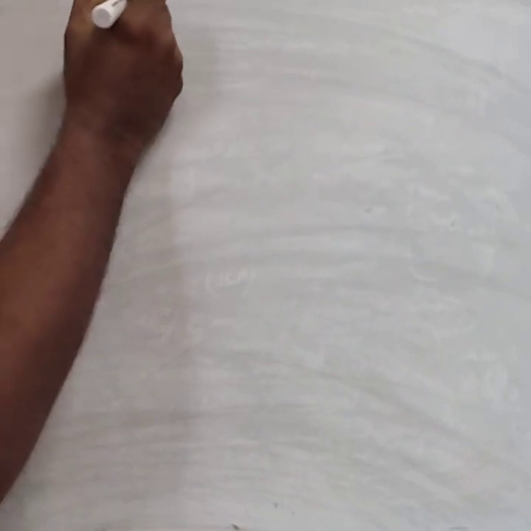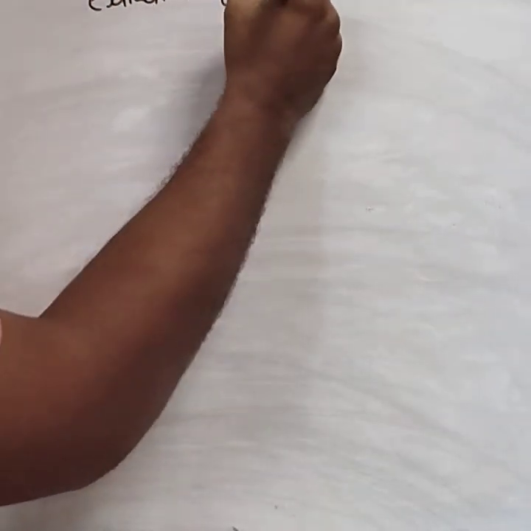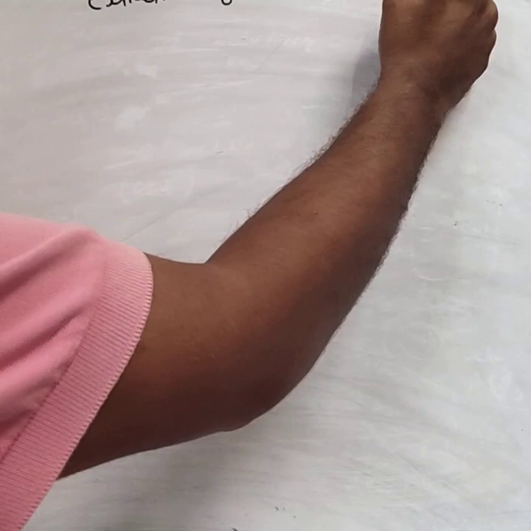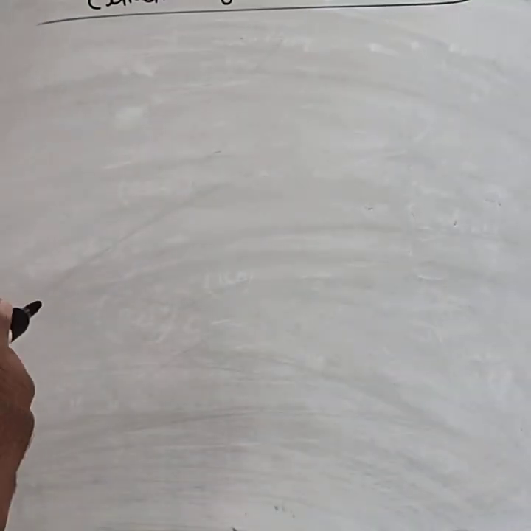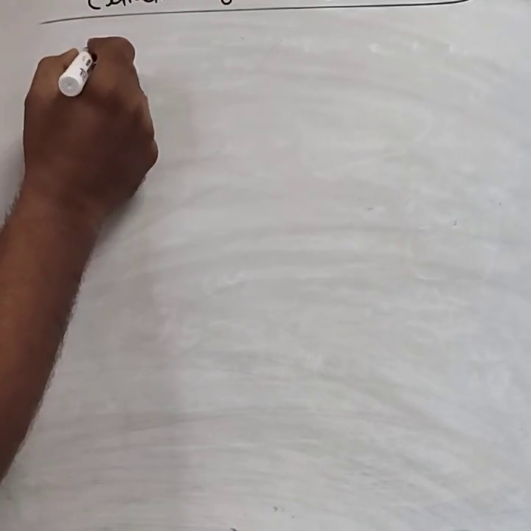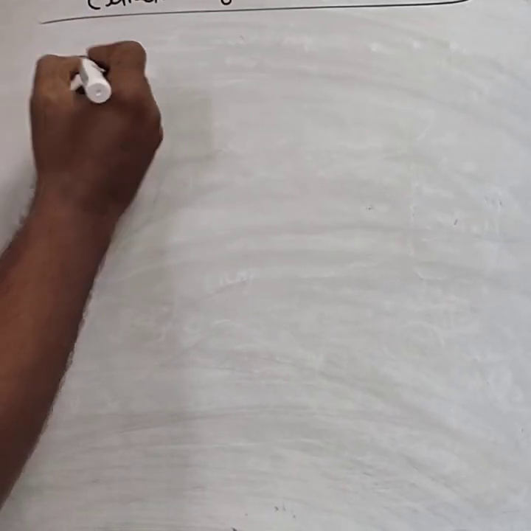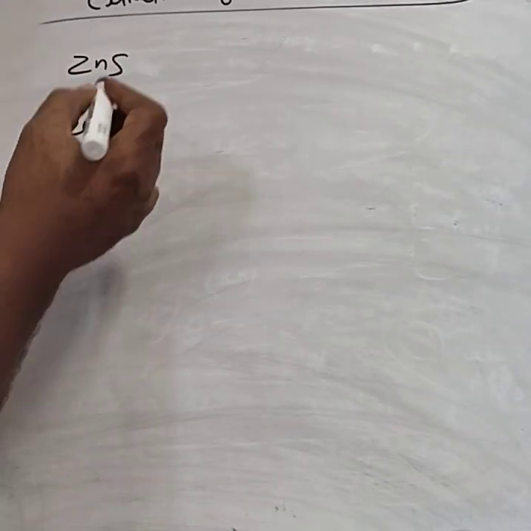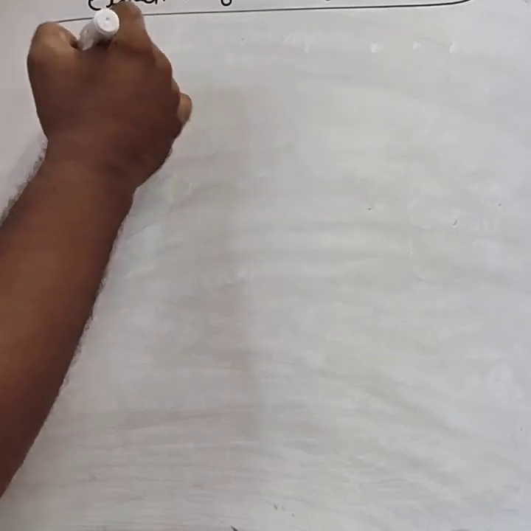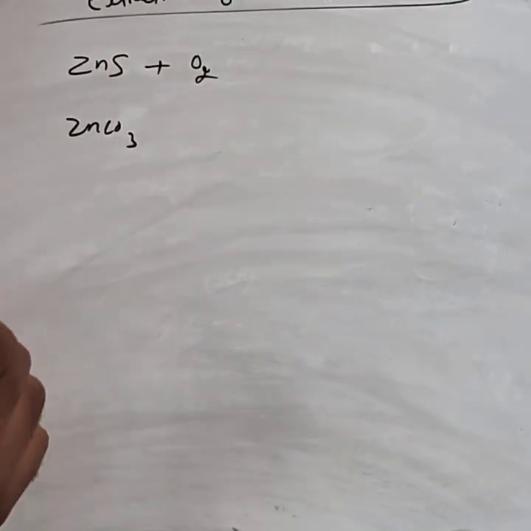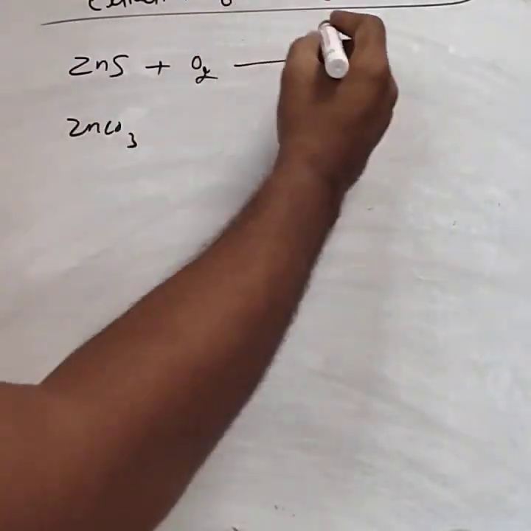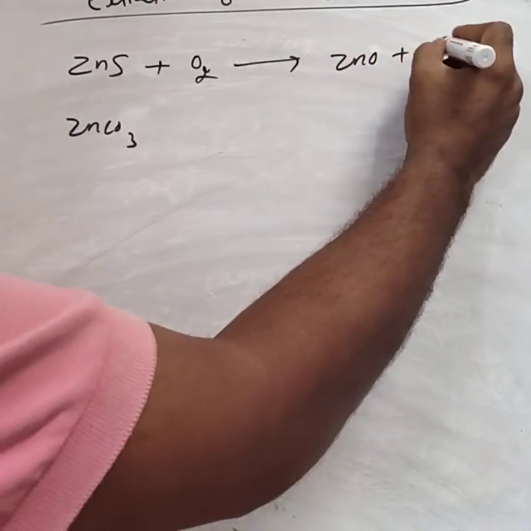Extraction of zinc from its oxide ore. Actually, zinc's cheapest ore is zinc blende, ZnS, or calamine. Zinc blende is subjected to roasting, that is heating in the presence of air. During roasting, we know that sulfide is converted into oxide form. That means ZnO plus SO2.